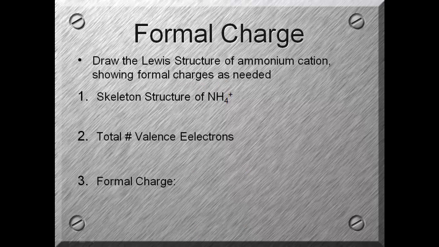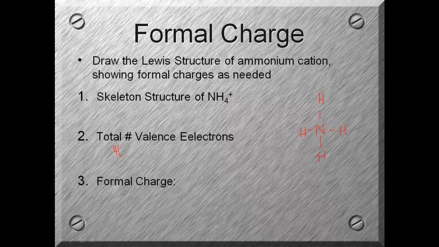Let's try building a Lewis structure for the ammonium cation. To begin, what we need to do is draw out the skeleton. So here we'll have nitrogen, and it'll have an H coming off of each side. Nitrogen's our central atom. Then we need to figure out how the electrons will play out.